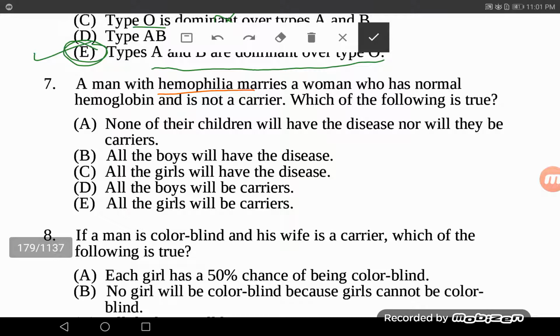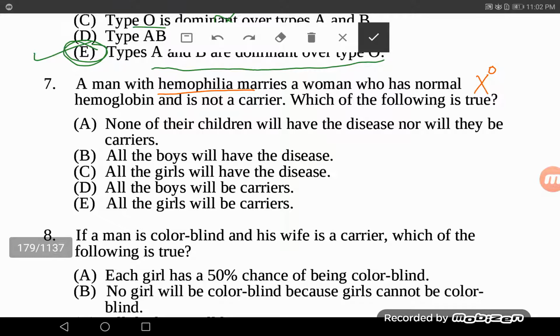But some people have a deficiency in these factors, and they have a disease we call hemophilia, in which the blood couldn't clot, okay. So the bleeding will continue and continue, and it is a sex-linked disease. We know that sex-linked traits or characteristics or diseases are carried by the X chromosome, okay.